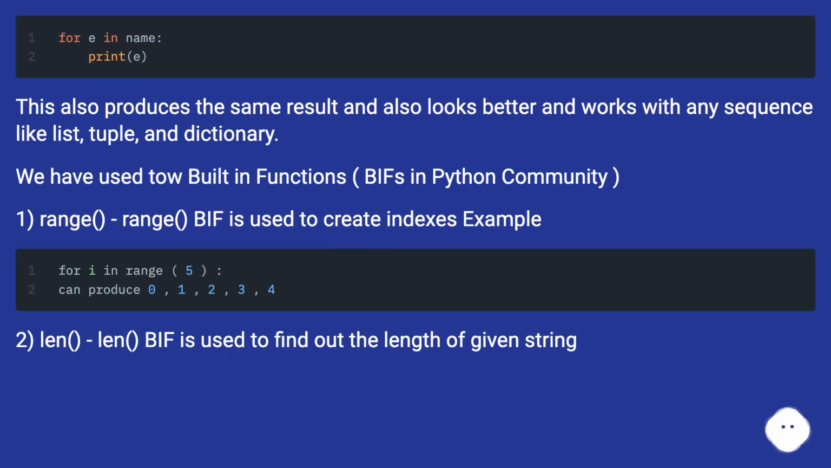We have used two built-in functions, BIFs in the Python community. 1. Range. Range BIF is used to create indexes, for example. 2. Len. Len BIF is used to find out the length of the given string.